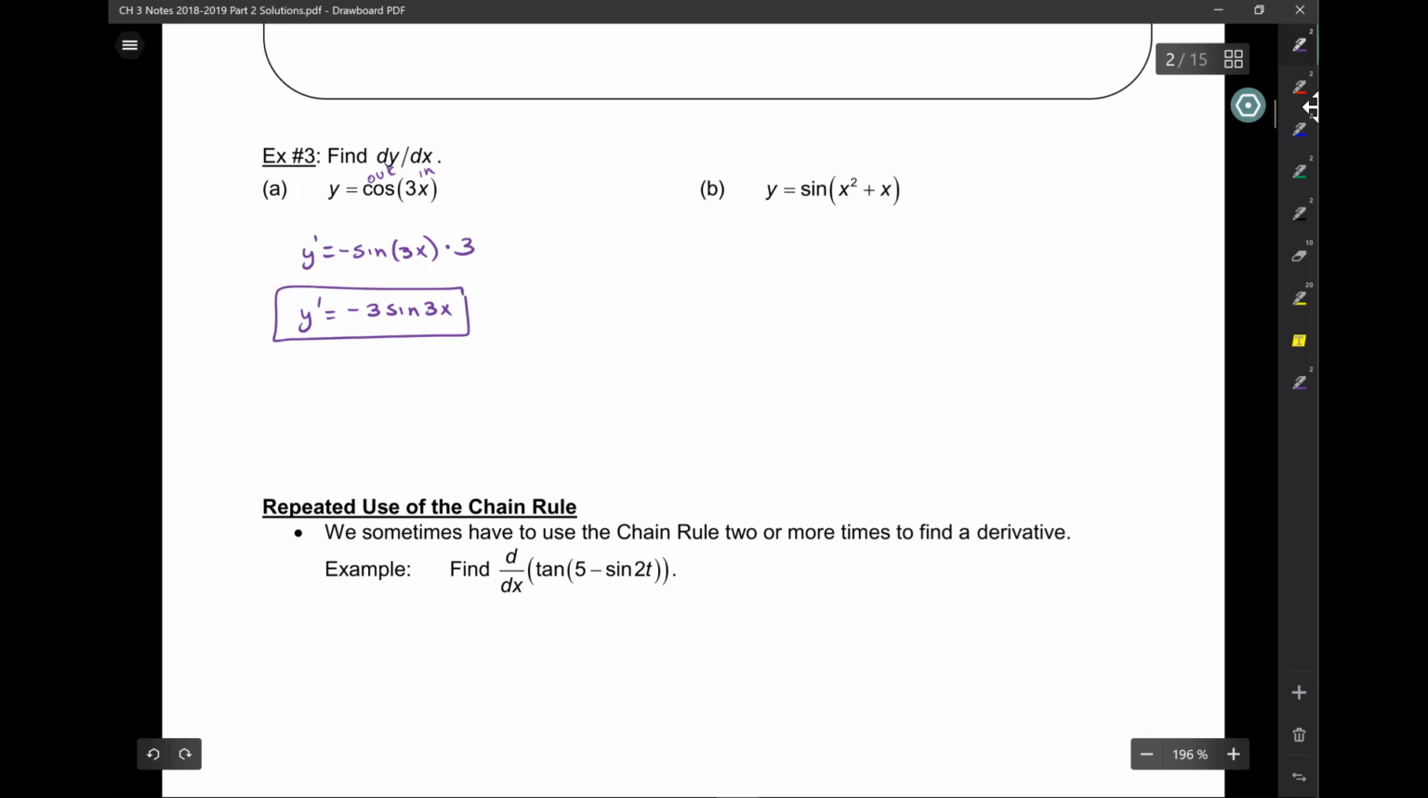Okay, what about this one? So y prime is what? Cosine of x squared plus x times 2x plus 1. Look at you guys go. And we always write algebraic functions first, then trig functions. That's convention. So it would be 2x plus 1 cosine of x squared plus x.